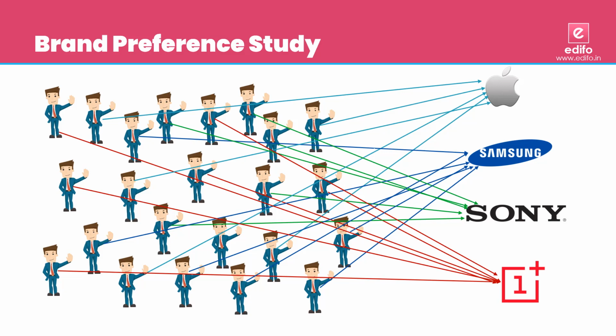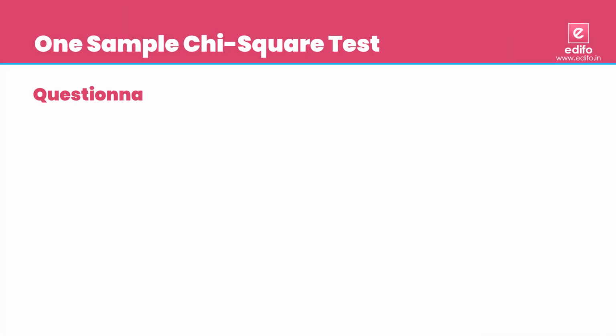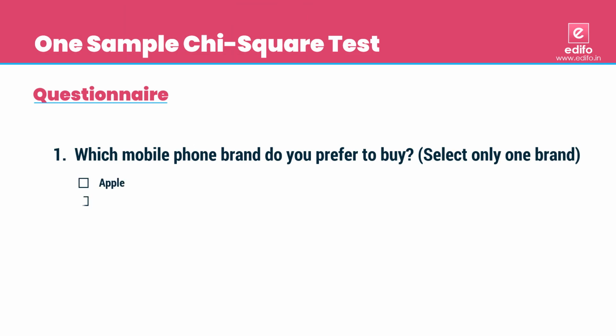For this purpose, I have developed a questionnaire. This questionnaire is used to collect the data. It includes only one question: Which mobile phone brand do you prefer to buy? Allow the respondent to select only one brand. Here we have 4 brands: Apple, Samsung, Sony, and OnePlus. You can select any one of them. Then next, collect the data. Then we can tabulate the data later, in this example in Excel.